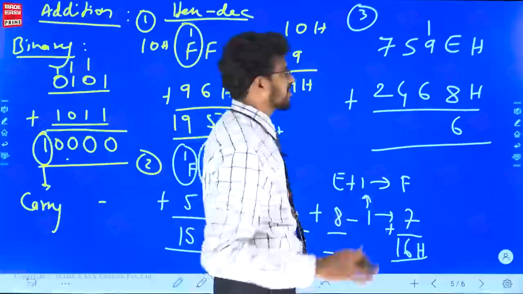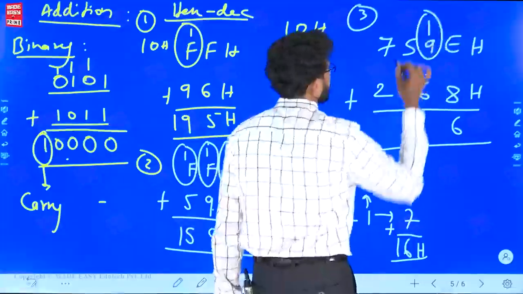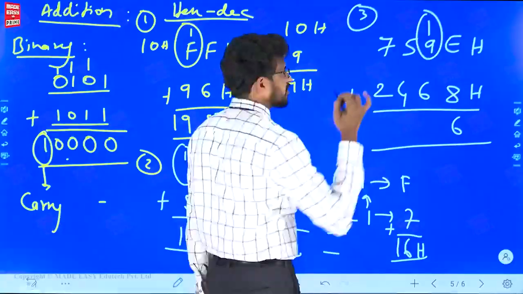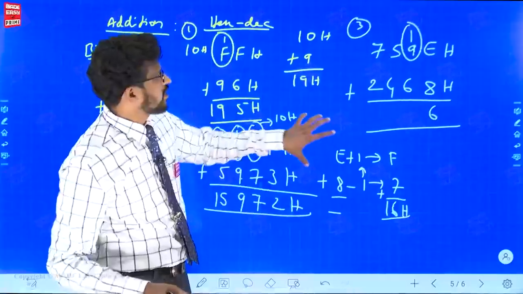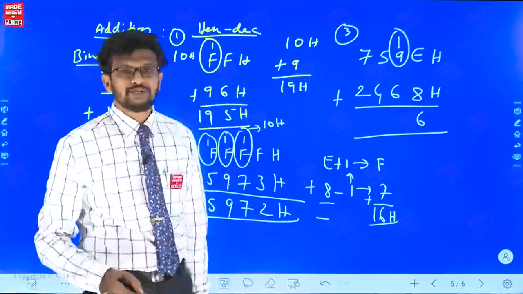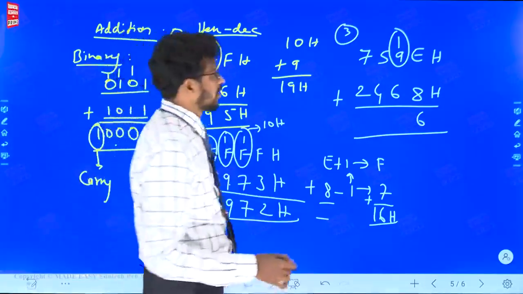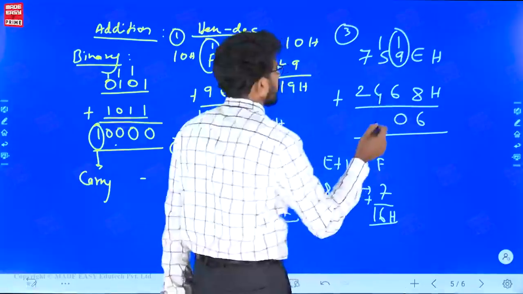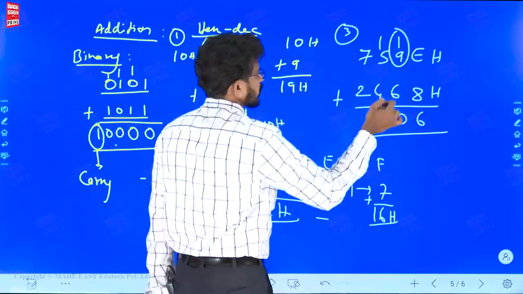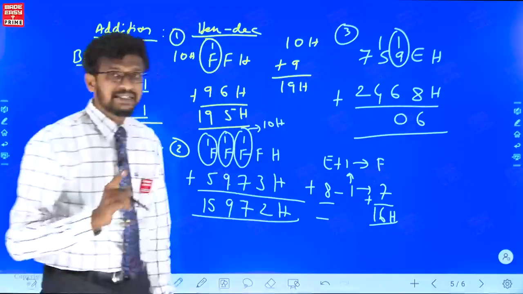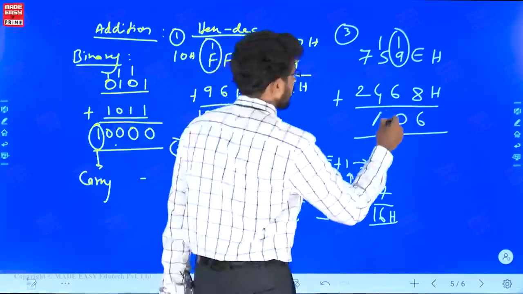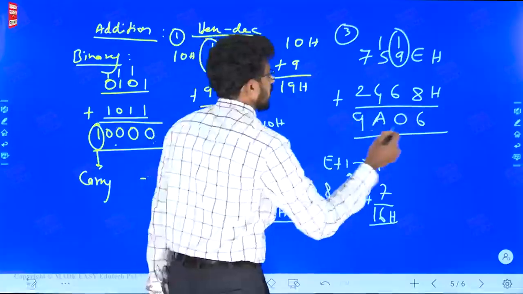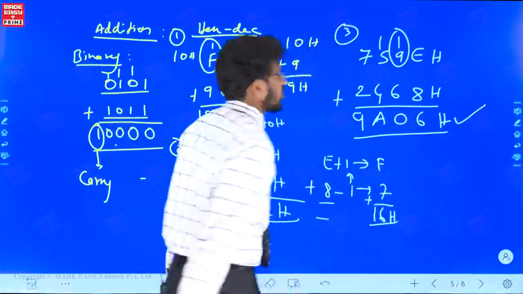Now solve everything as decimal. Tell me, 1 plus 9 is 10. 10 plus 6 is 16. 16 is a decimal. How do you write it in hexadecimal? 10H. So simply 0, 1. 1 plus 5 is 6. 6 plus 4 is 10. 10 is a decimal value. How do you write it in hexadecimal? A. So put it as A. 7 plus 2, 9. This is how we solve the data.